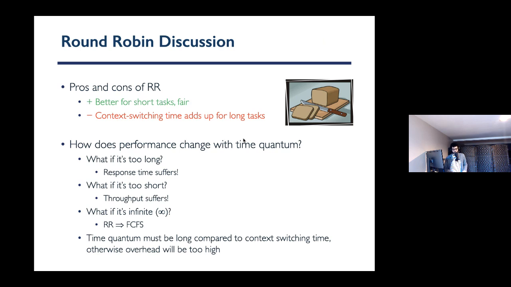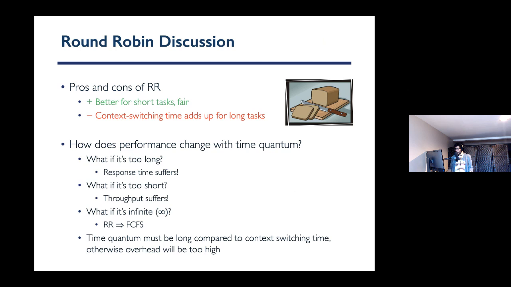So in real world scenarios, we usually set time quantum based on the context switching time. We want the time quantum to be orders of magnitude higher than context switching time, because this context switching time is basically our overhead. So we want the overhead to be negligible compared to the time quantum.